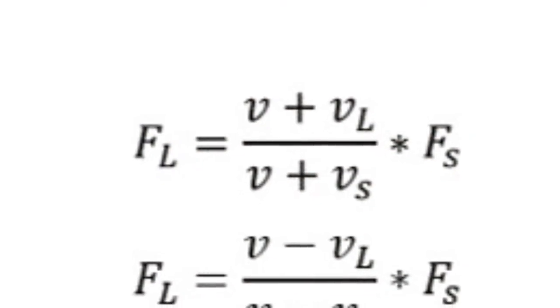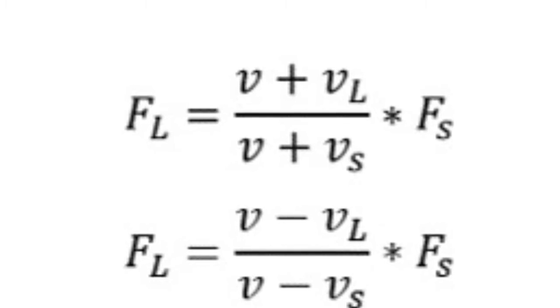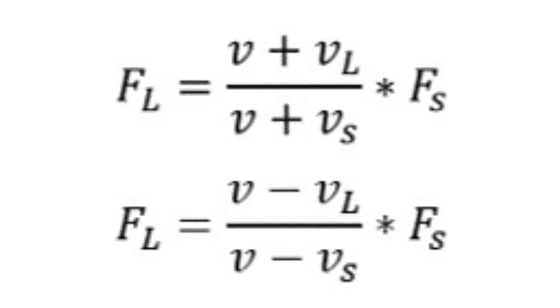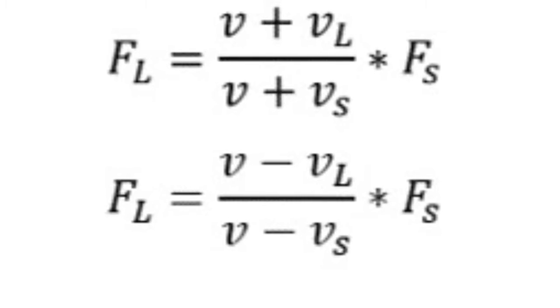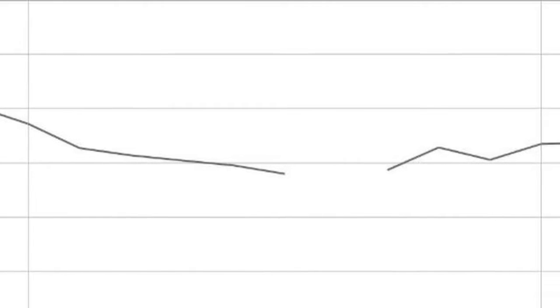To calculate the Doppler effect, we use the formula FL equals (V plus VL) over (V plus VS), all that multiplied by Fs. Where FL represents the frequency of the listener, Fs the frequency of the source, Vs the speed of the source, VL the speed of the listener, and V the speed of the sound waves. In this experiment, the listener is at rest, so its velocity is equal to 0, and the speed of the sound waves is 340.